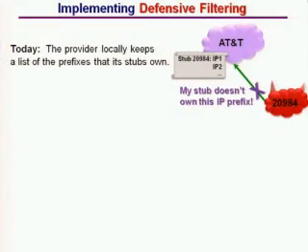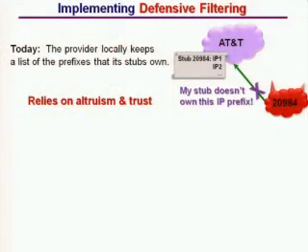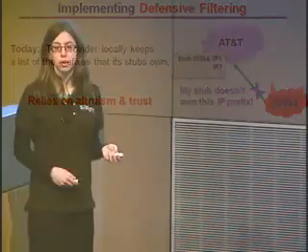So a little bit more about defensive filtering. So this seems like a great idea. Okay, why don't we just do it? Why aren't we just doing it now? It doesn't require crypto. It doesn't require changing any of the routing messages. Just put an access control list in your routers. So here's why it's hard. It relies on altruism and trust.